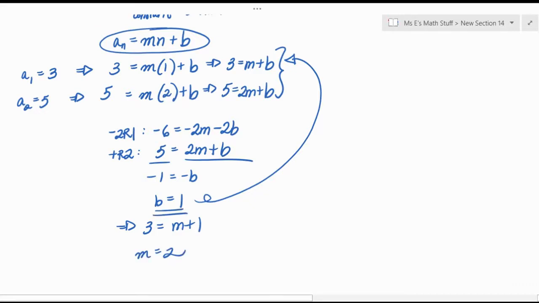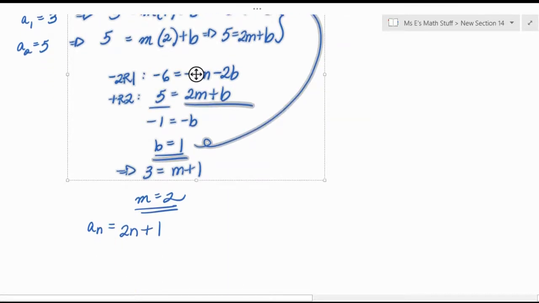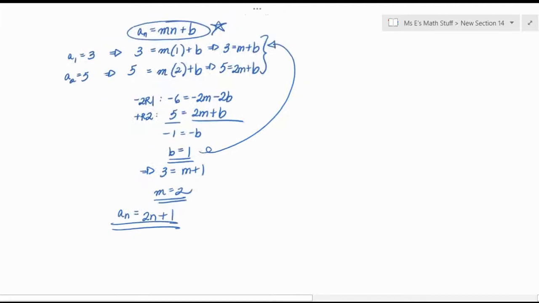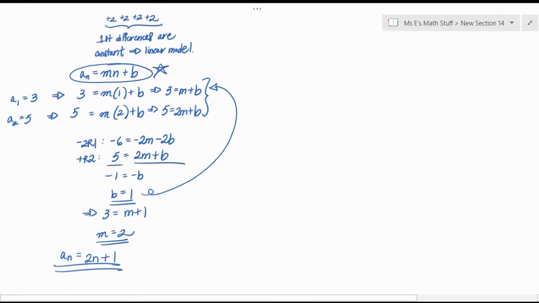You hate it, don't you? I hate it too. Anyway, once you know what m and b are, you would take them and back substitute into the model that you were using. And so you'd say, oh, a sub n is 2 times n plus 1. Isn't that awful? Anyway, that is a way harder way to do part A than what we learned earlier.